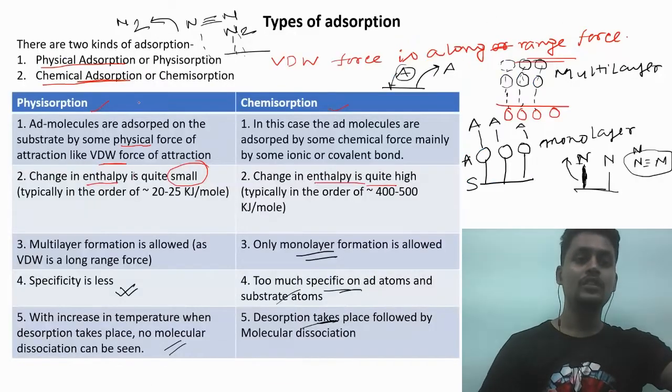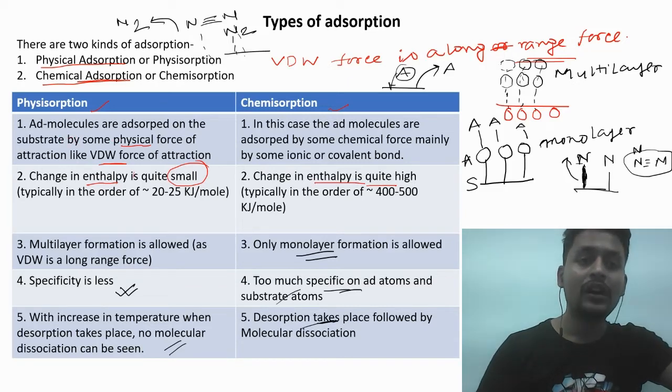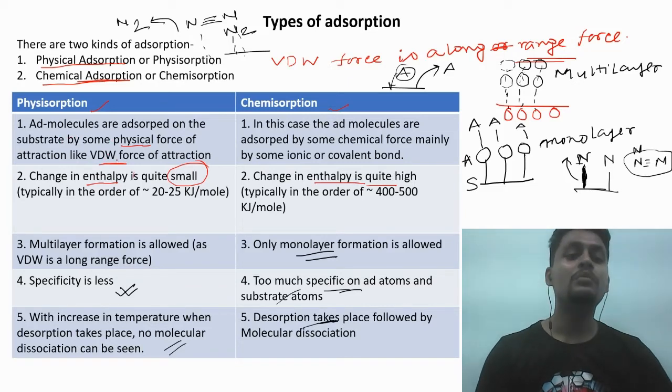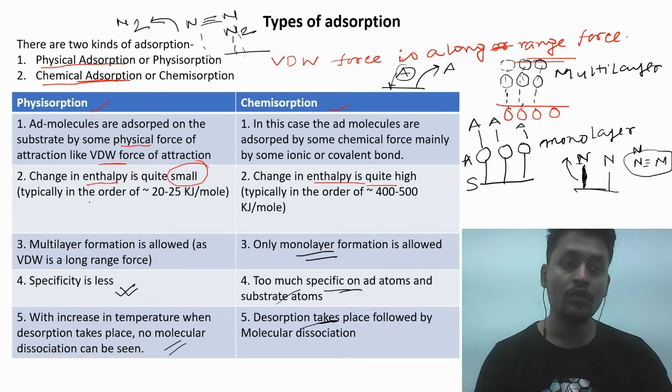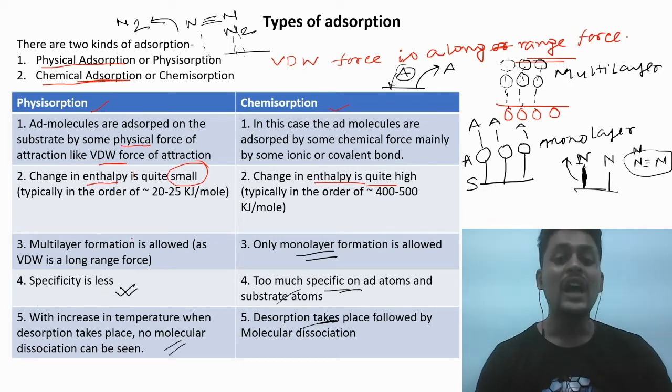Let me go back to that. What I said about physisorption: molecules are adsorbed by a weak van der Waals force, a physical force. Normally the change in enthalpy is quite small. Multi-layer formation is allowed. The specificity of adsorbent and surface is very low with respect to chemisorption. With increase in temperature, desorption takes place. No molecular dissociation can be seen.